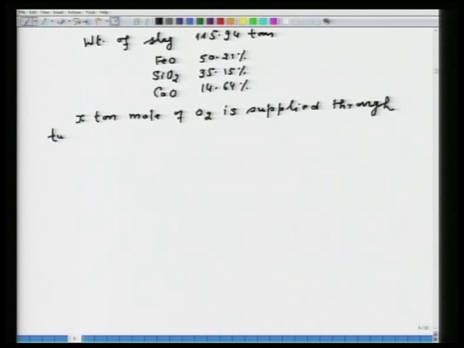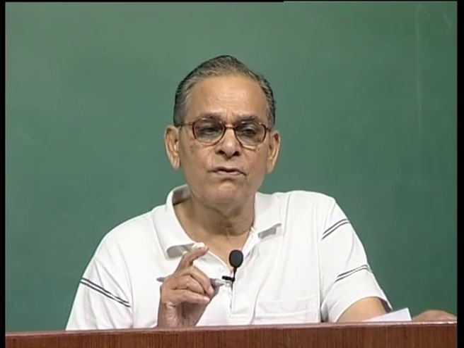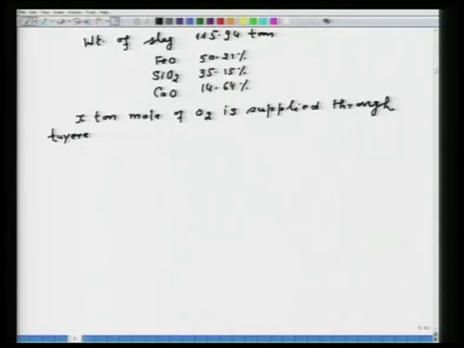Why I have taken this approach: because from the blast furnace lead smelting it is clear that whatever air you supply is used for oxidation of carbon only in this particular system. That is the key to approach this particular problem, because whatever air you supply it is used for oxidation of carbon. And I am considering now, say, y ton mole of CO and CO2 at the exit.